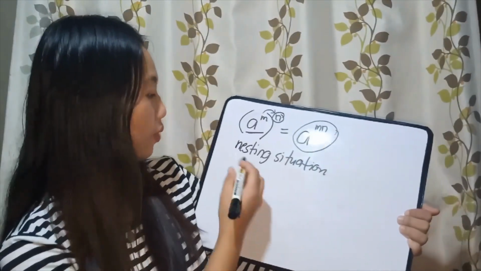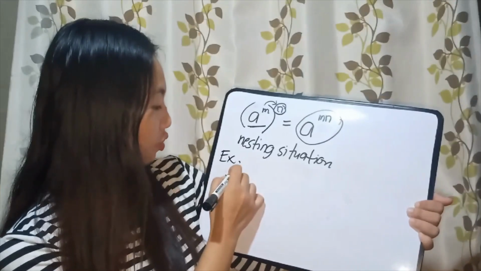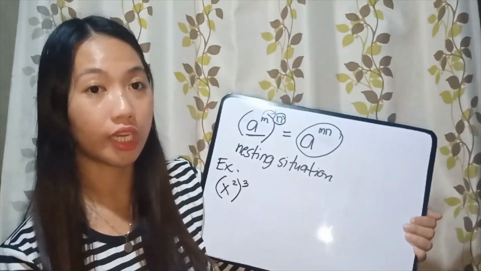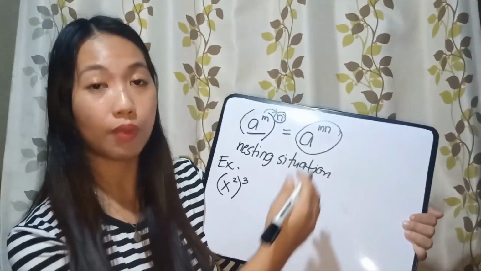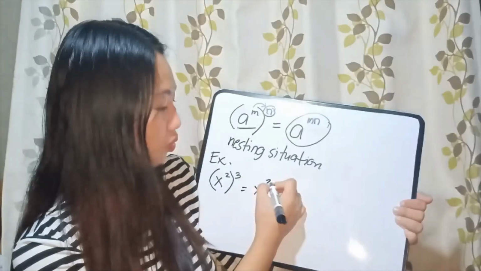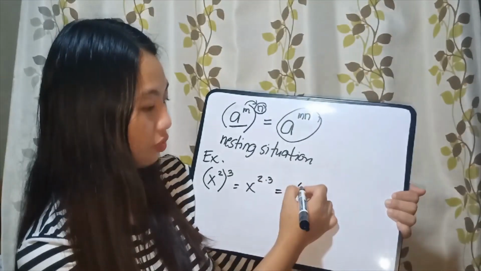So for example, we have x squared raised to 3. So, applying the law, we have x raised to 2 times 3. So, the answer is x raised to 6.